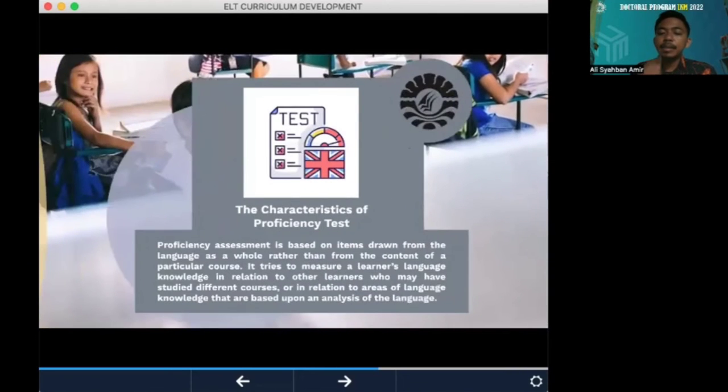Here's the characteristic of proficiency tests. Proficiency assessment is based on items drawn from the language as a whole rather than from the content of a particular course. It tries to measure a learner's language knowledge in relation to other learners who may have studied different courses, or in relation to areas of language knowledge that are based upon an analysis of the language.